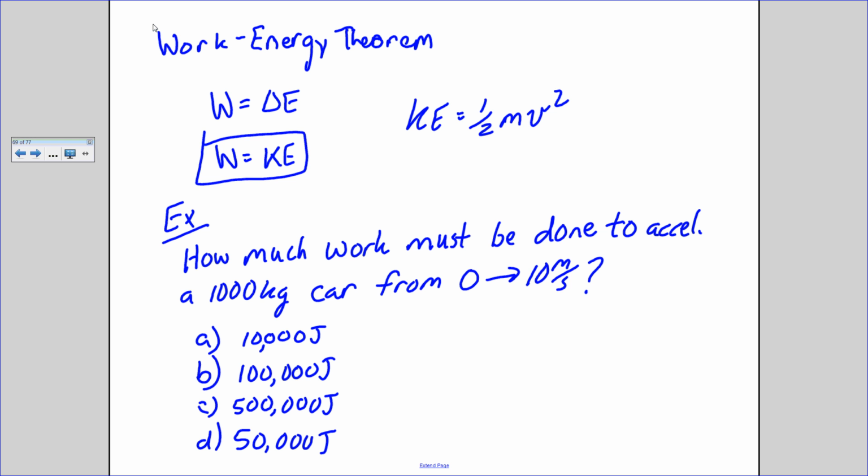10,000, 100,000, 500,000, 50,000. I want to accelerate a car from 0 to 10 meters per second. Let's do the example with that question, okay? How much work is required to accelerate a car from 0 to 10 meters per second? The initial velocity is 0, and the final velocity is 10 meters per second.